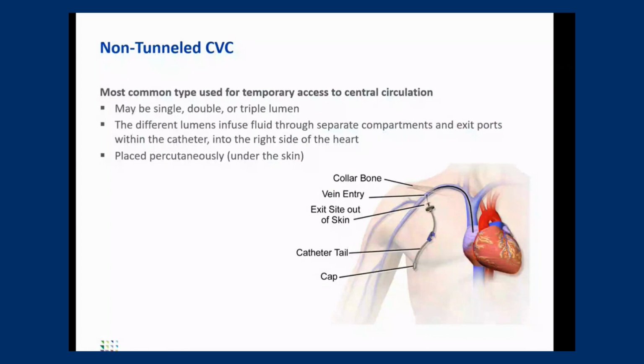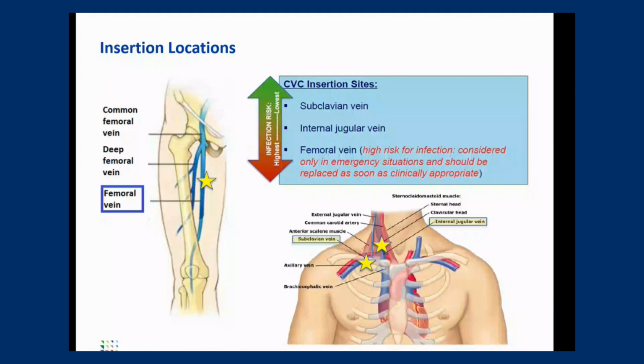Non-tunneled CVCs, these come in single, double, or triple lumen, and they're placed percutaneously. The important thing you want to remember about the lumen options is the greater the lumens, the greater the patients are at risk for infection and also developing DVTs. Typically, CVCs are inserted in the IJs, the subclavians, and the femoral. The femoral, I think, are usually used for emergency purposes or if access is unable to be obtained elsewhere. But typically, we stay away from the femoral if we can.